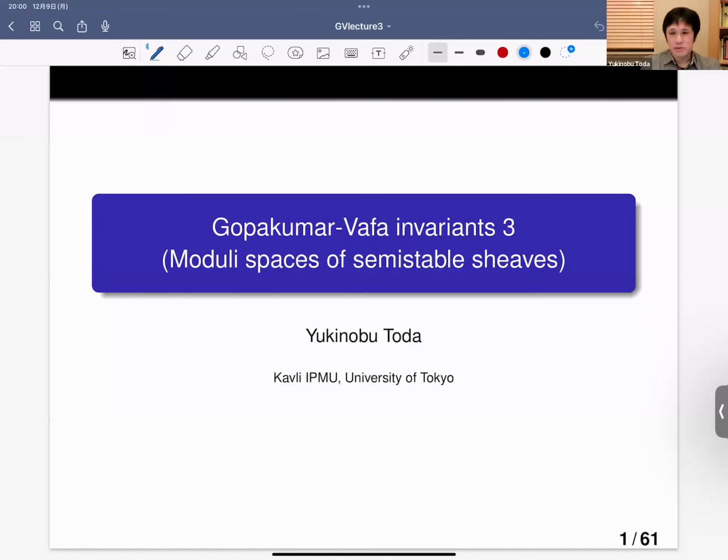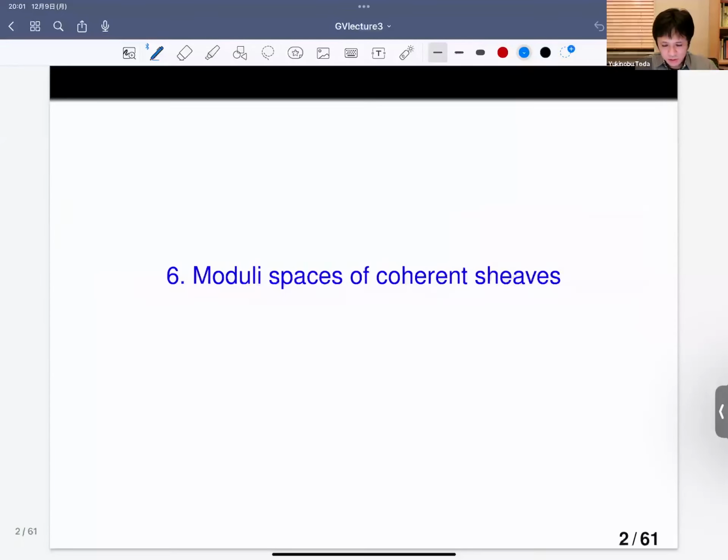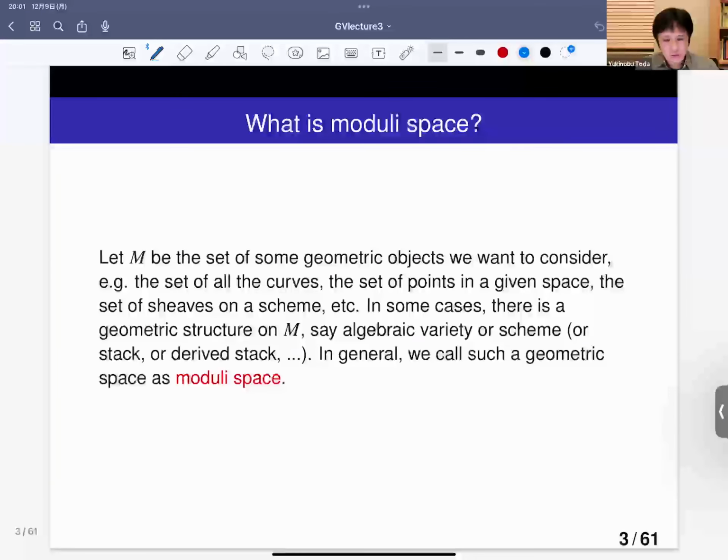So today I give some introduction about moduli spaces of semistable sheaves. That is quite an important theory in Donaldson-Thomas theory and Gopakumar-Vafa invariants. This is also important in classical algebraic geometry because it gives a source of several interesting geometries. It is also interesting in geometric representation theory. So first, let me give some brief idea of what a moduli space is.